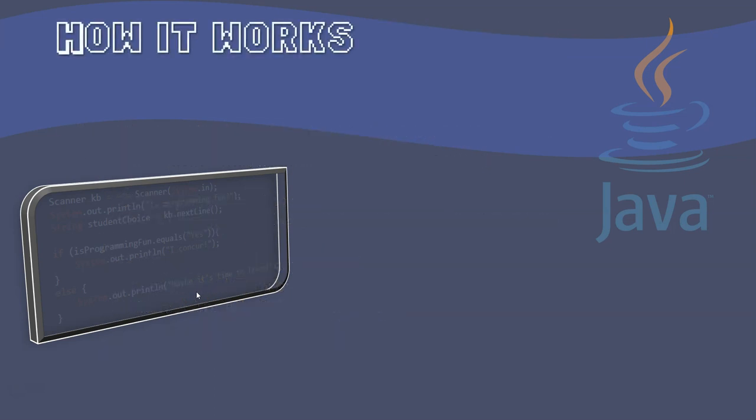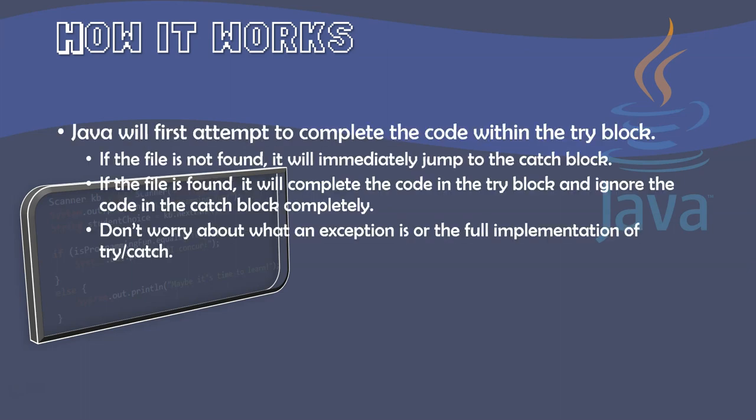So how does that all work? There's a lot there, some different terminology that we may not be familiar with. Well, the way this works is Java is first going to attempt to complete the code within the try block. If the file is not found, excuse me, it will jump immediately to that catch block. Because it makes sense: I can't find it, well, I can't do anything else, so let's give you the appropriate code. Now, if it is found, all right, let's do whatever's in that try block. Ignore the code in the catch block, so it's just going to completely skip over it.